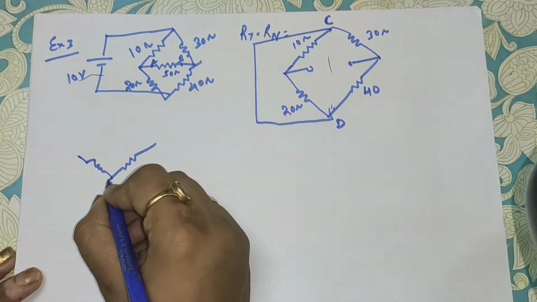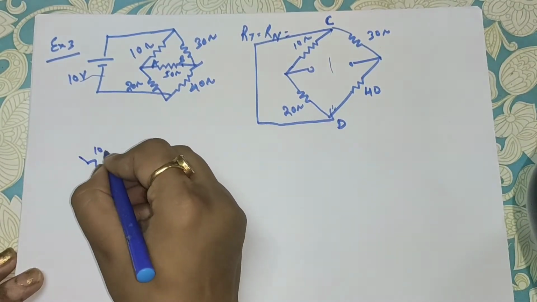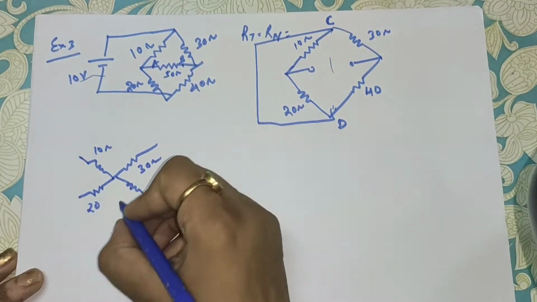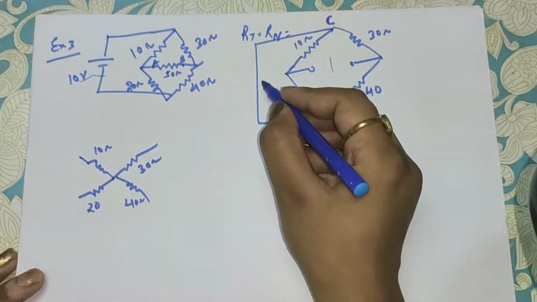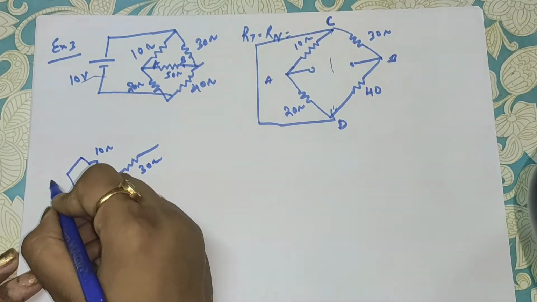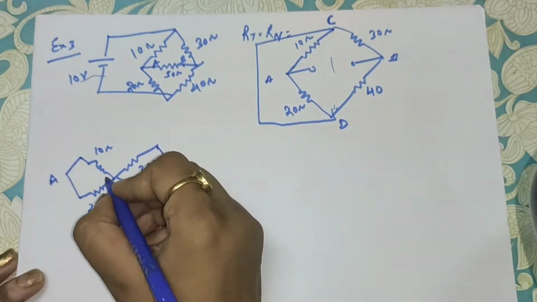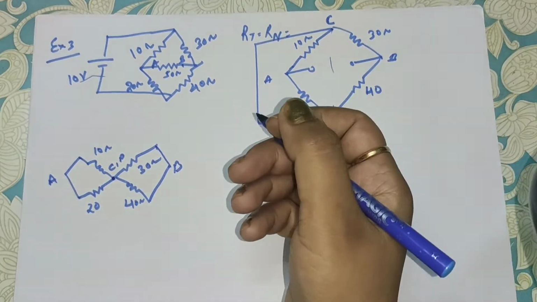Okay, and this will be like this. This is 10 ohm, this is 30 ohm, this is 20 ohm, and this is your 40 ohm. This is your A, B terminal. So this is connected like this, A terminal, and this is connected like this, B terminal, and this is your C and D terminal is short circuit. The current will flow like this.